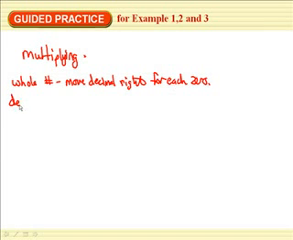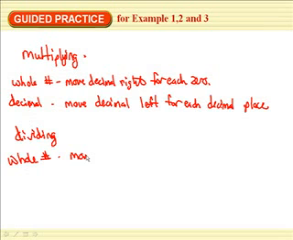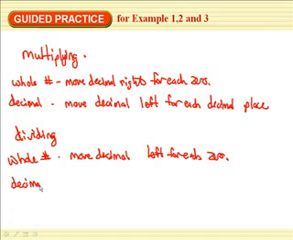When you multiply by a decimal, and these are a whole number power of 10, a decimal power of 10, you move the decimal to the left for each decimal place. Okay, and then dividing, and notice these are going to be the opposite. When you divide by a whole number, you move the decimal left for each 0, and when it's a decimal, you move the decimal right for each decimal place.